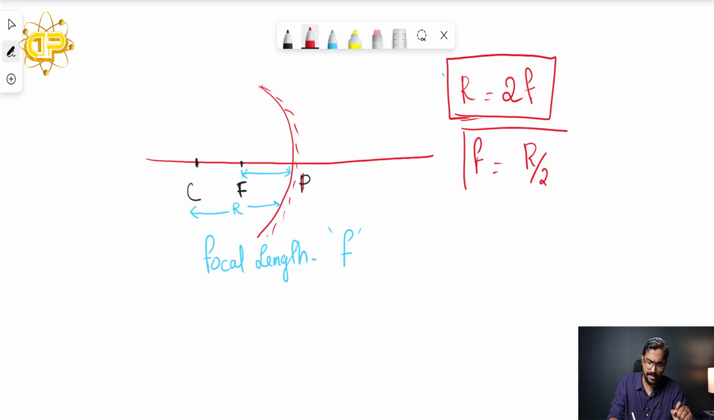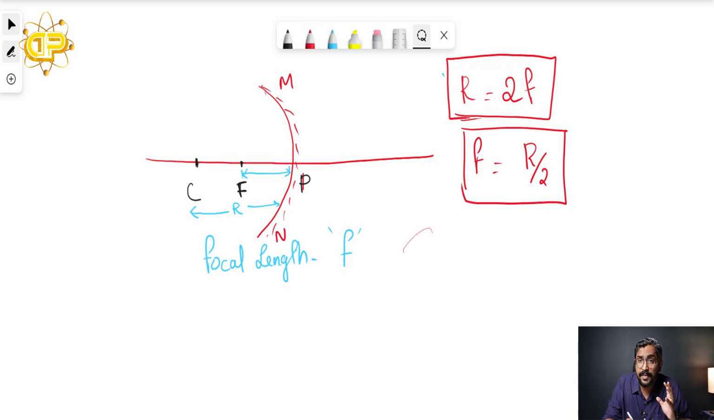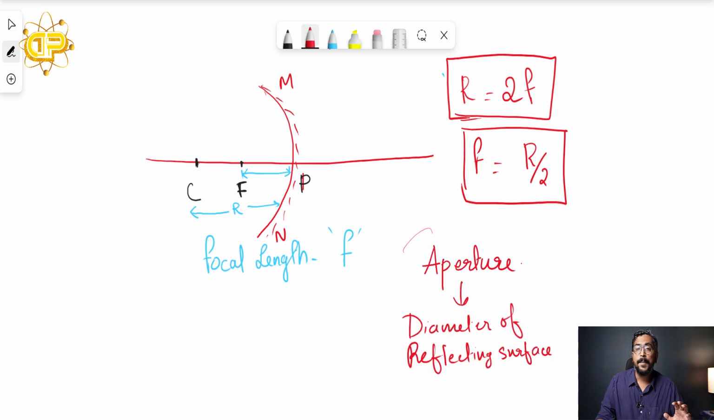Both the relations are the same. Just imagine that this point is M and N, and the diameter of the reflecting surface of a mirror is known as aperture. So that's the case about the mirrors. And once again, one very important thing I want to discuss here is that we are considering the mirrors.